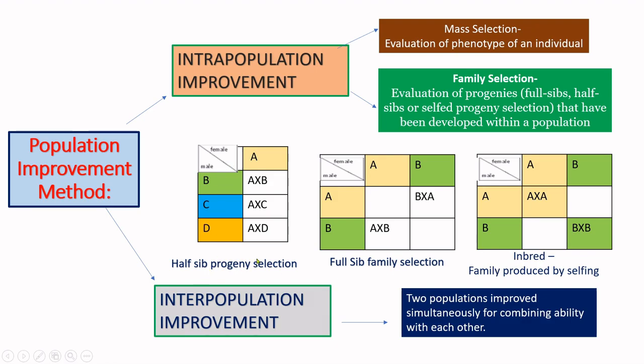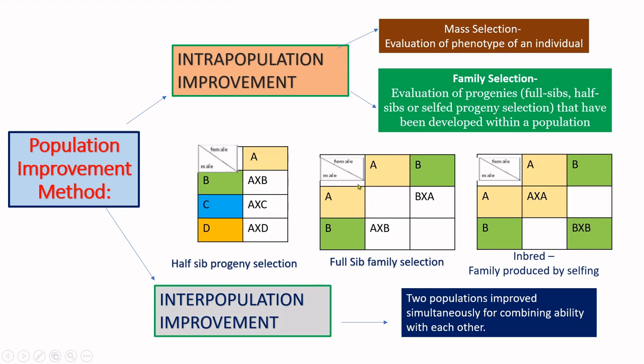Let's see. Half sib progenies are progenies formed by crossing parents with one parent in common. Here we have parent A crossed with B, C and D, so A is common in all of these. Progenies which have one parent in common are called half sib progenies. Selection of superior plants from these progenies is called half sib progeny selection.